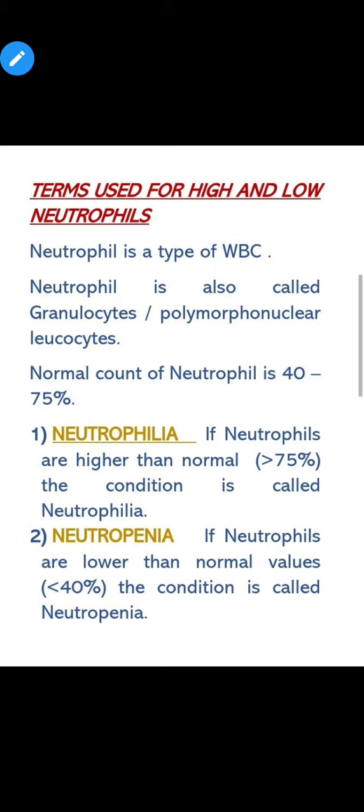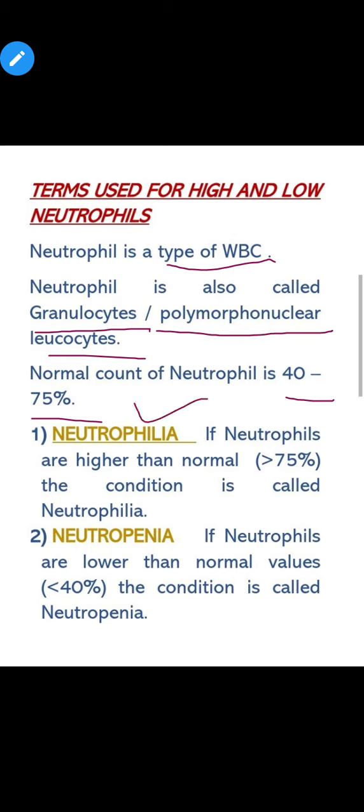Next is the term used for high and low neutrophils. Neutrophil is a type of white blood cell, also called granulocyte or polymorphonuclear leukocyte. Normal count of neutrophils is 40 to 75%. We use the term neutrophilia if neutrophils are higher than normal, greater than 75%. So a high neutrophil count is called neutrophilia, and neutrophilia is also called neutrophilic leukocytosis.